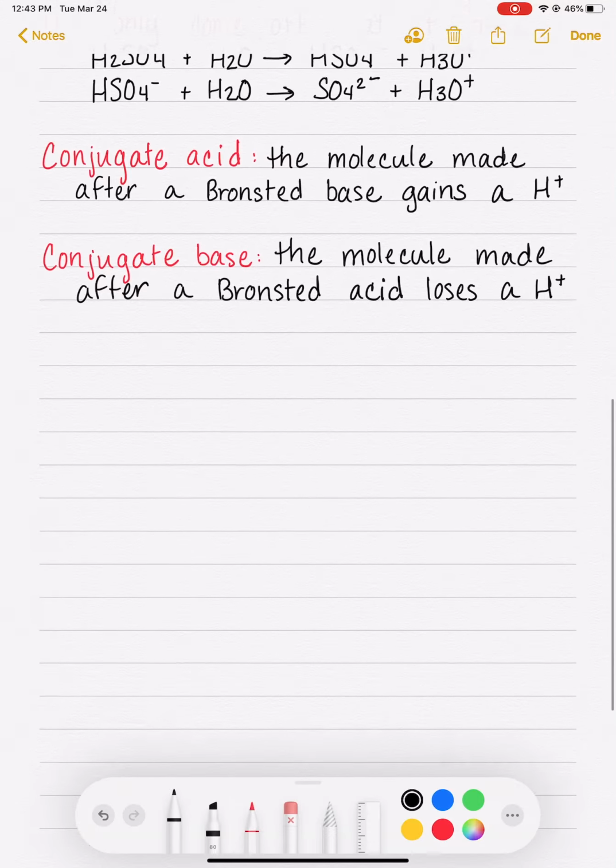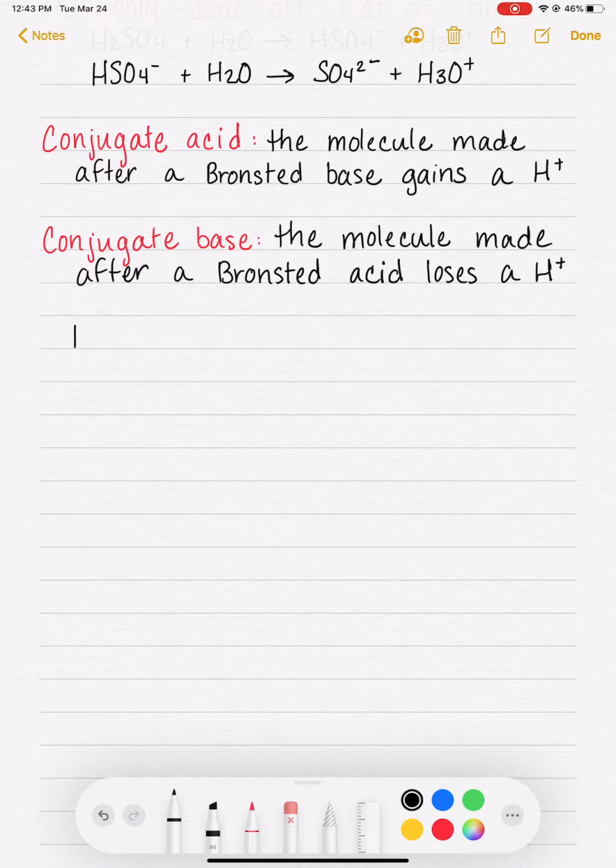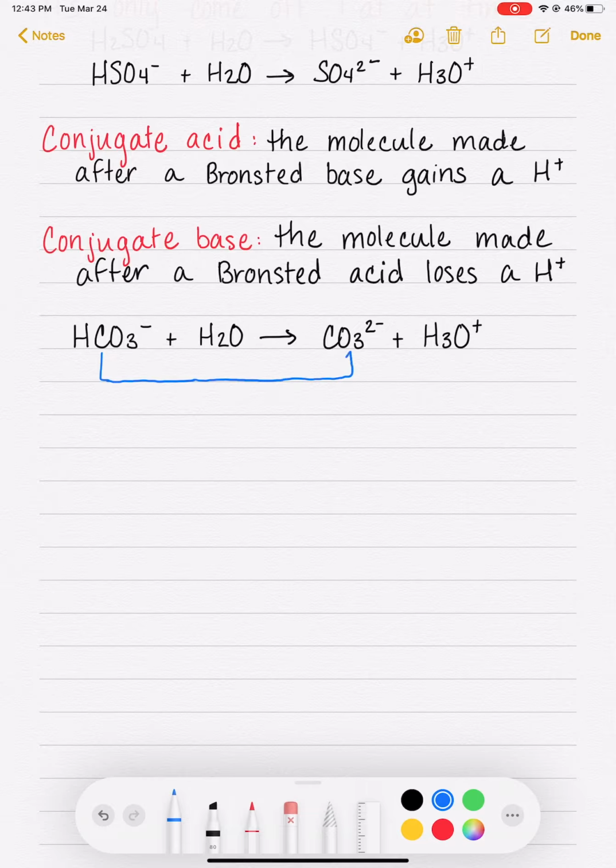Let's look at an equation. Let's use HCO3 minus reacting with H2O, and that's going to make CO3 2 minus and H3O plus. Same thing as we did before when we were just trying to identify what's the acid, what's the base. We're going to pair up a reactant with a product. We're going to start with HCO3 minus and ask ourselves, look over here on the right side of the arrow, what is HCO3 minus turning into? It most closely matches CO3 2 minus.